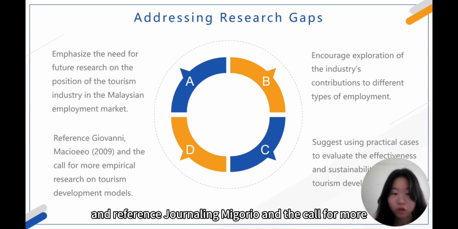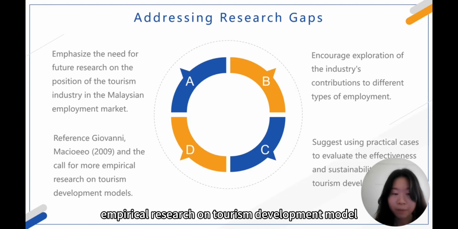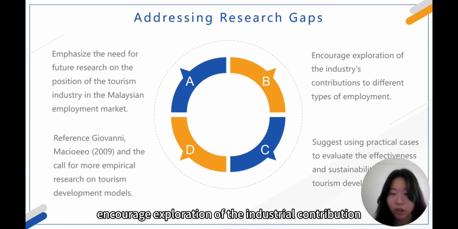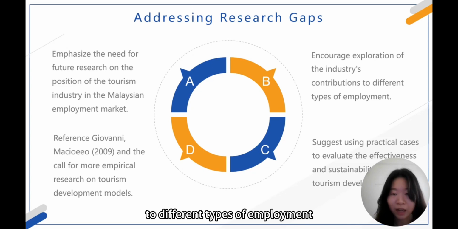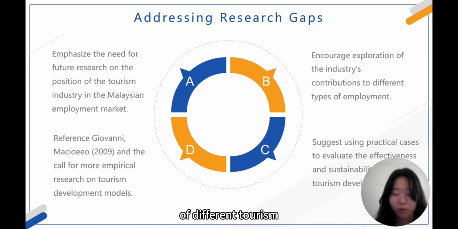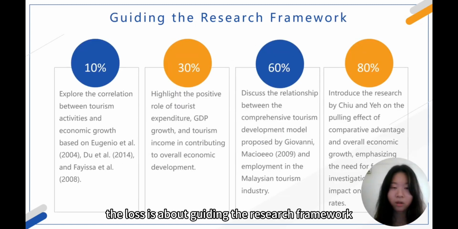A reference to Giovanni Migorio and the call for more empirical research on tourism development models encourage exploration of the industry's contribution to different types of employment, and suggest using practical cases to evaluate the effectiveness and sustainability of different tourism development models. The last is about guiding the research framework.